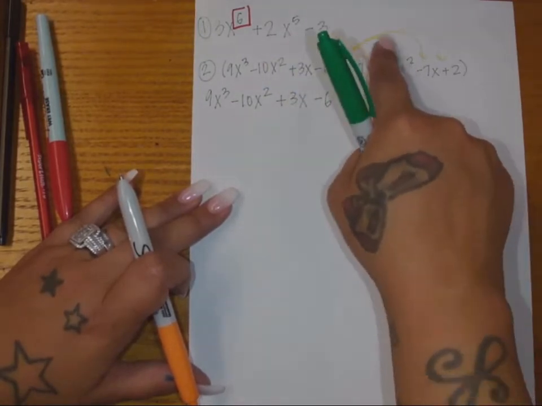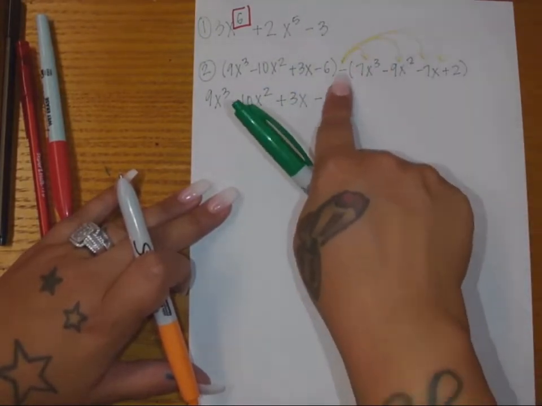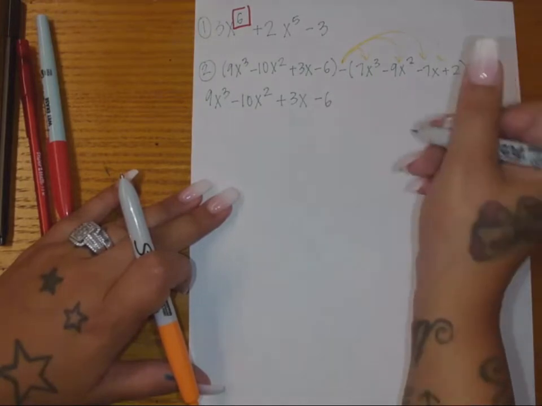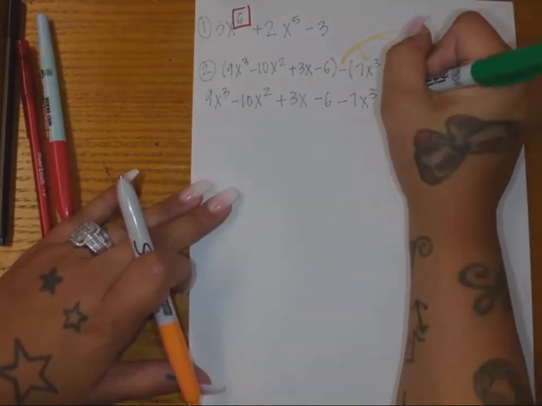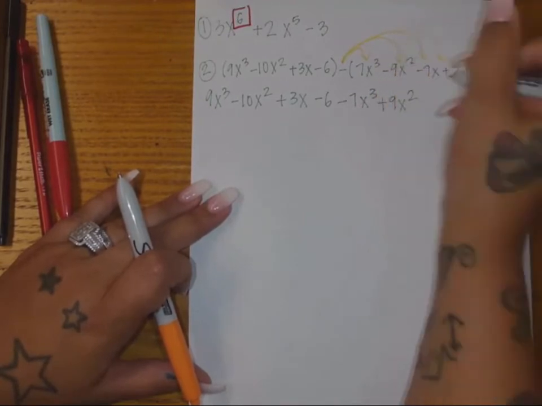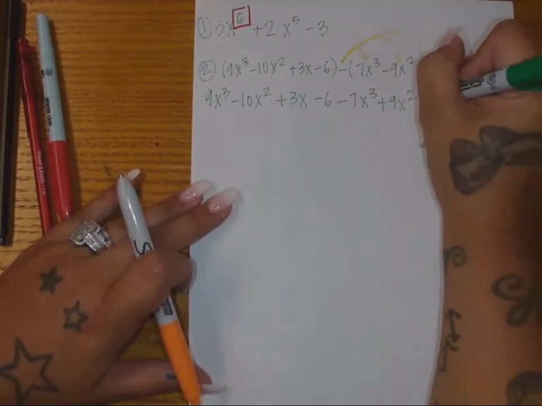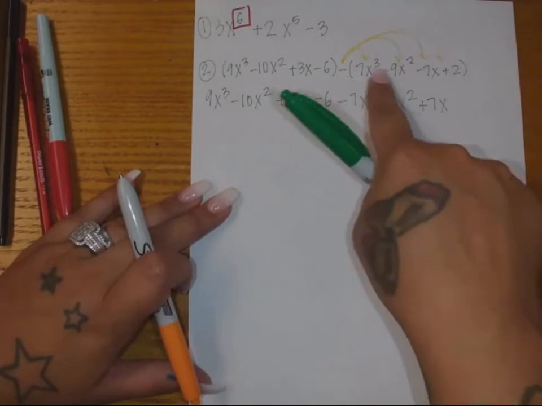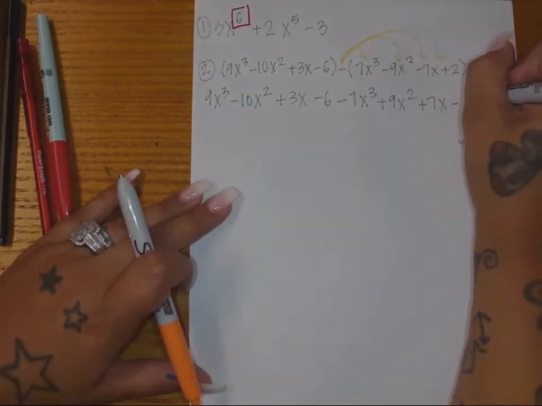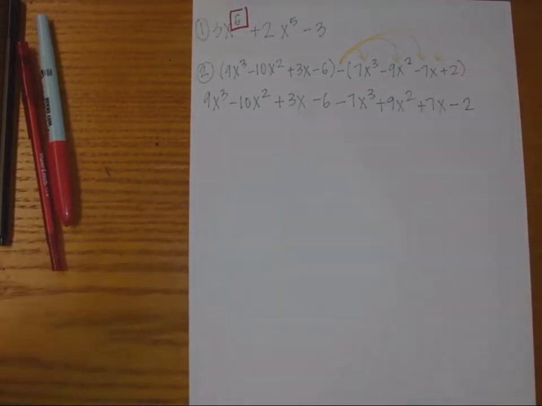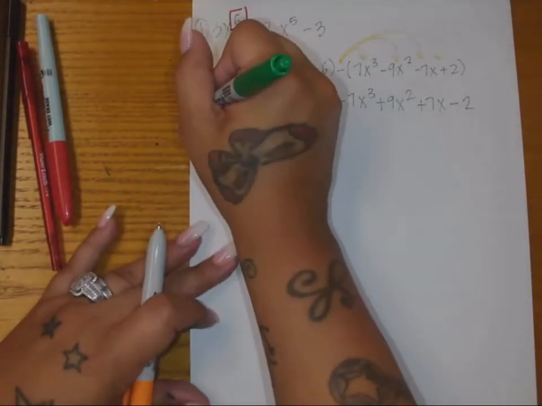Distributing this negative in, positive 7x cubed times a negative is a negative 7x cubed. Negative times a negative is a positive 9x squared. Negative times a negative is a positive 7x. Negative times a positive, signs are different, so it's a negative 2. And then what we're going to do is combine like terms.